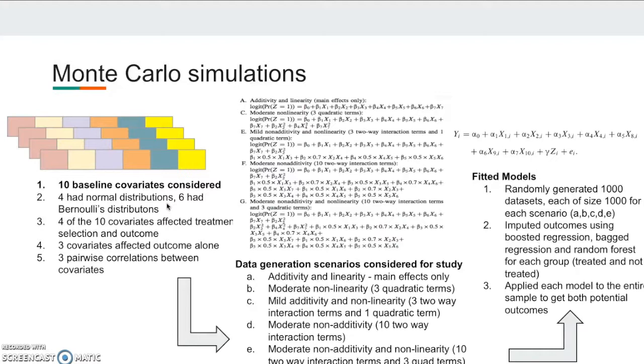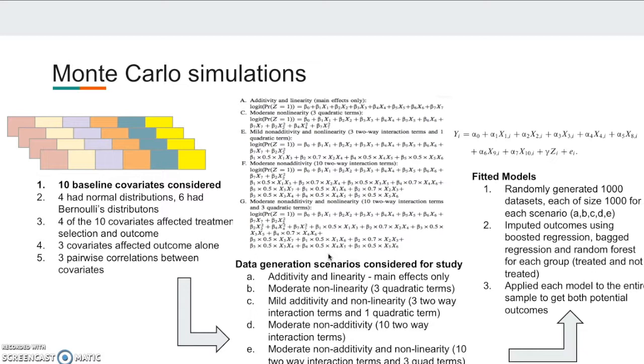For the Monte Carlo simulations, they had 10 baseline covariates that they considered, 4 of which had normal distribution, 6 Bernoulli distribution. And they threw all of these baseline covariates into these data generation scenarios, 5 of which are mentioned here. As you can see, they vary in if they're additive or linear or a combination of the two or not at all. And they did that to see how these different estimation methods performed with these data generation scenarios.